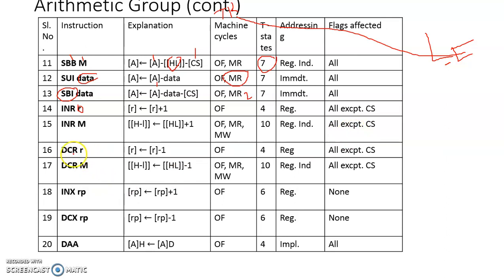Now decrement operation, DCR R, decrementing the content of the register whose symbol is mentioned in the instruction by unity. It is a 1-byte instruction, only opcode fetch is required with 4 T states, register addressing mode, and all flags except carry will be affected. Now DCR M, this asks the processor to decrement the content of the memory location pointed by the HL pair by unity and place the result back to this memory location.